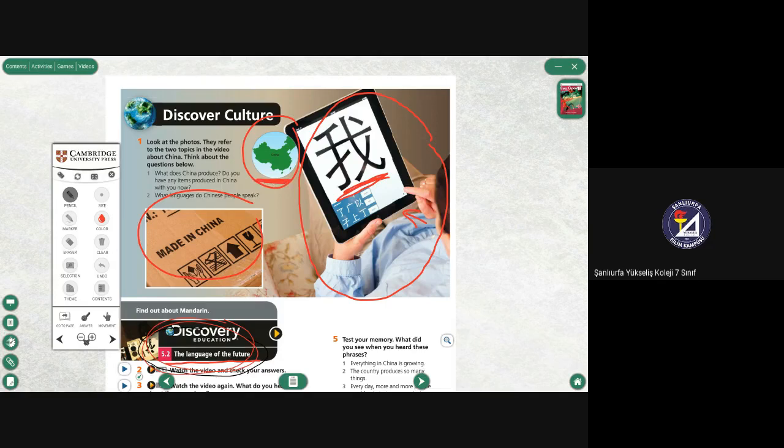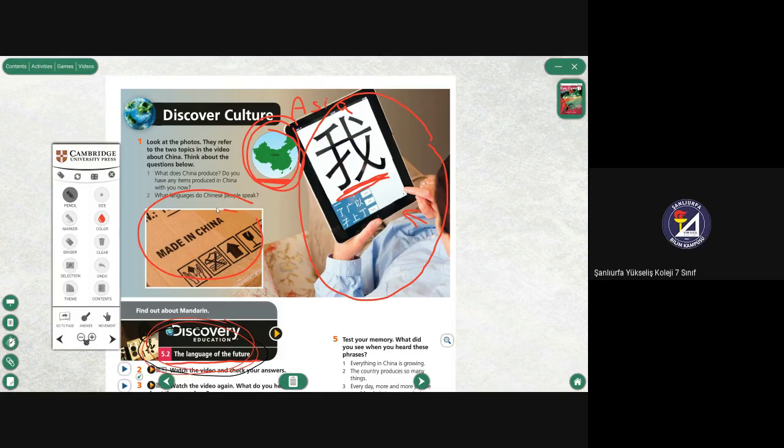This one. What can you say about this picture? Yes, answer my question, please. Very good. So we can say, I can see a map of China. Well, I have a question for you. In which continent is China? Is it in Europe? No, of course. Is it in Africa? No, it's in Asia. Asia. And when we say continent, it means kıta in Turkish. So China is in Asia.